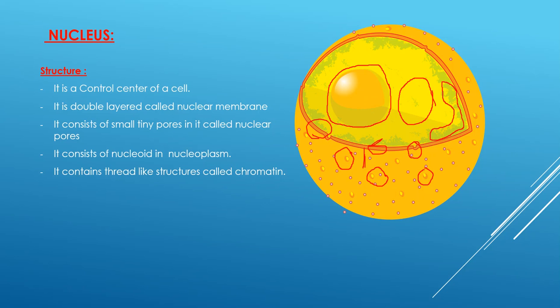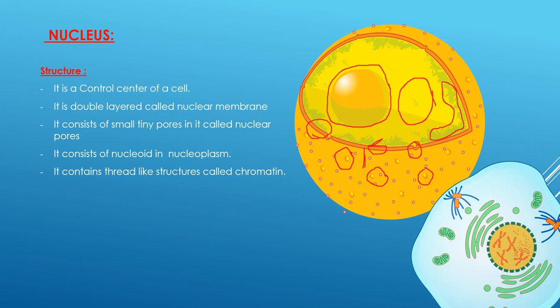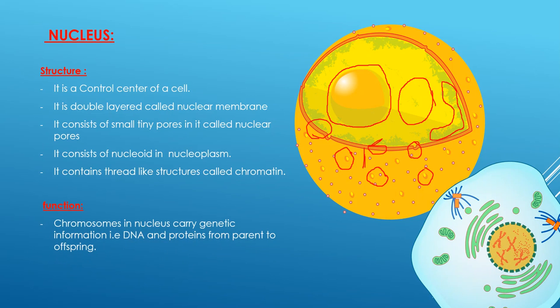Now let us see the function of the nucleus. The main function of the nucleus is this. I already told that the nucleus consists of small thread-like structures called chromatin. At the time of cell division, they combine together. In the second picture, these are the chromatin thread-like structures.